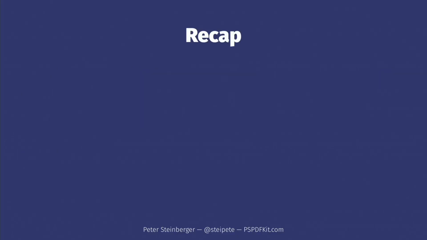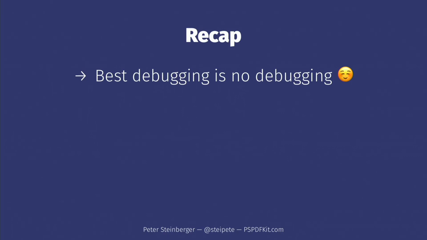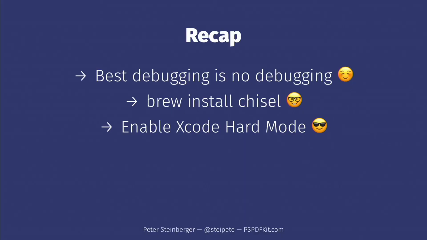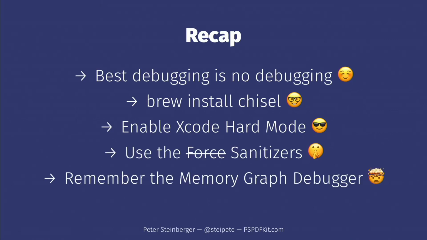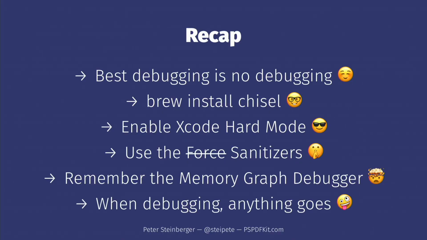To recap: best debugging is no debugging. Brew install Chisel so you get your find instances. Use the warnings and enable Xcode hard mode. Use the sanitizers. Remember the memory graph debugger. And when you're debugging, anything goes.